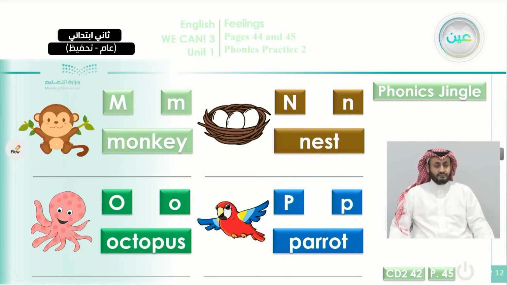M says monkey. N says nest. O says octopus. P says parrot.